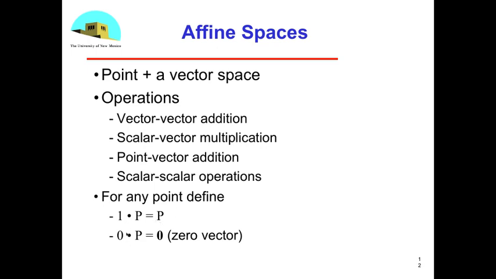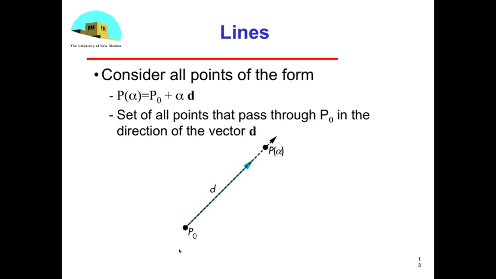But there are 2 special cases that we're going to use, and we're going to define 1 times a point to simply do nothing to it, and 0 times a point to give you a 0 vector. Okay, and you'll see in a few minutes why that's important to have those 2 cases. Okay, so let's see how far we can get.